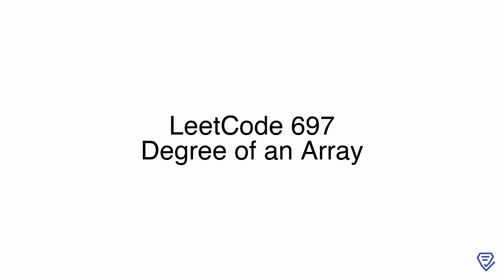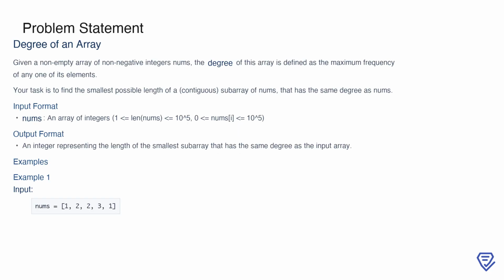Let's dive in. In this problem, we are working with a non-empty array of non-negative integers called nums. The key concept here is the degree of the array, which is defined as the maximum frequency of any one element in the array. For example, if the number 2 appears 3 times in the array, and no other number appears more frequently, the degree of the array is 3.